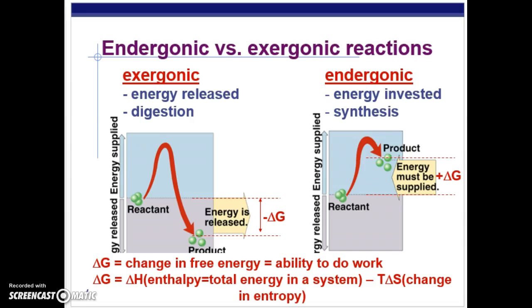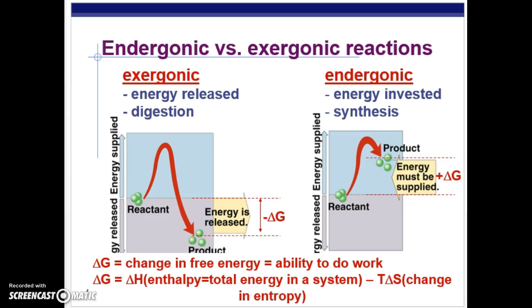This is part 2 of Chapter 8's lecture. So we left off discussing endergonic and exergonic reactions. Energy is released from the downhill reaction of a catabolic pathway, and it can be stored and then used to drive an uphill reaction.